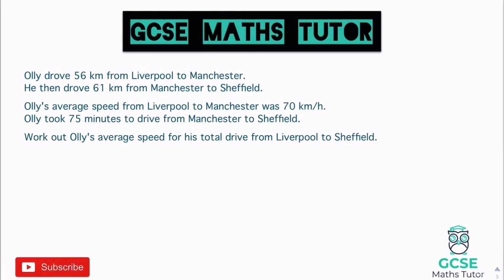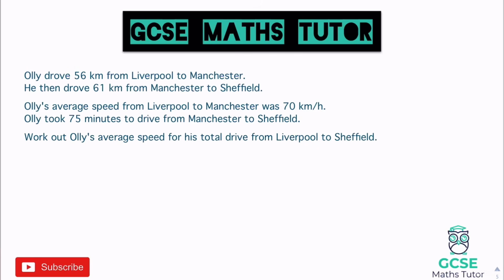In this question, it says Ollie drove 56 kilometres from Liverpool to Manchester, and then he drove 61 kilometres from Manchester to Sheffield. Ollie's average speed from Liverpool to Manchester was 70 kilometres per hour, and he took 75 minutes to drive from Manchester to Sheffield.